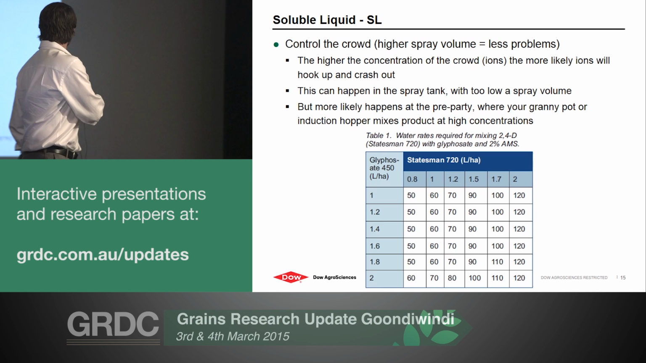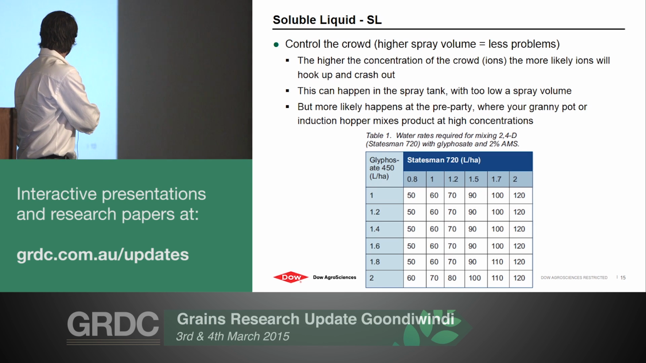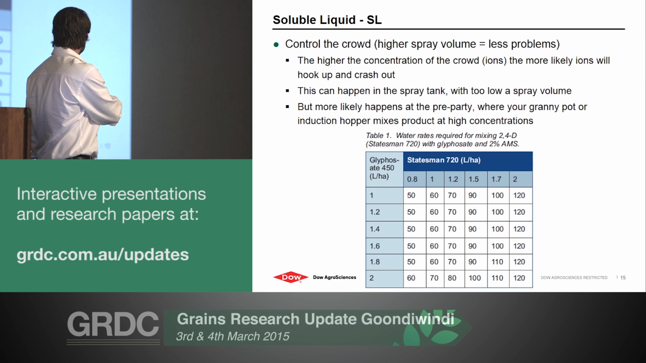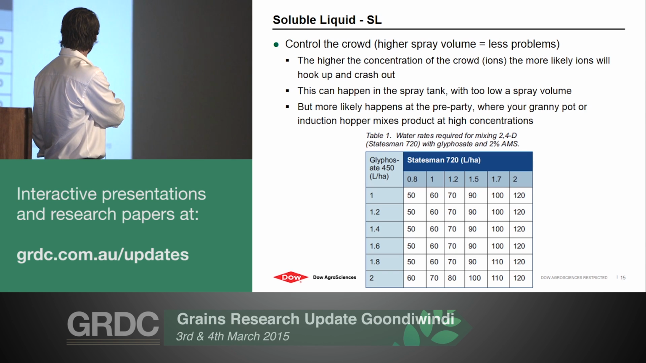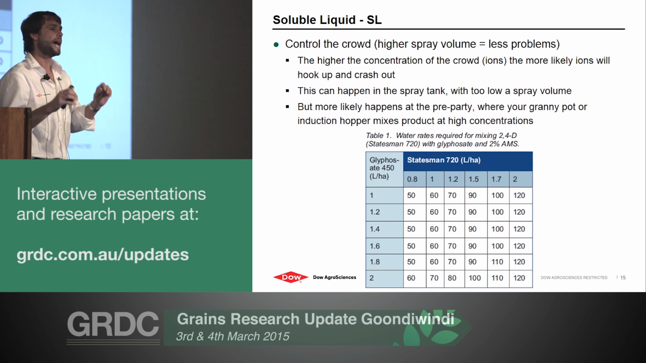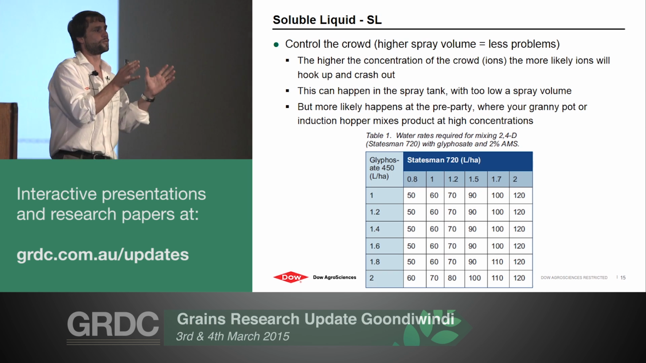I did a lot of work with Statesman, glyphosate, and AMS. So we look at the worst case scenarios and create these charts. So if you want to go 1 liter per hectare of Statesman, 2% glyphosate, you can go around 60 liters per hectare. And that's the most conservative figure going.